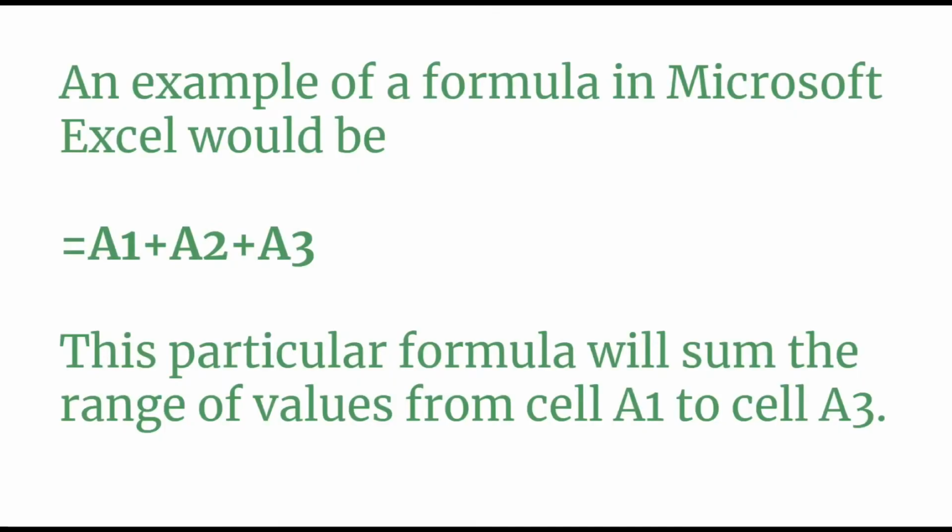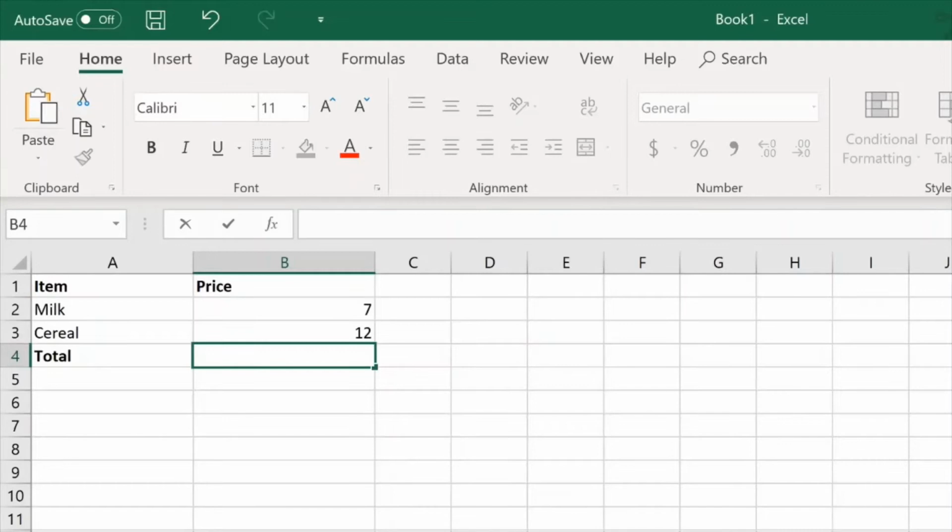An example of a formula in Microsoft Excel would be equal A1 plus A2 plus A3. This particular formula will sum the range of values from cell A1 to cell A3. In this lesson, I will show you two ways to include numbers in a formula.